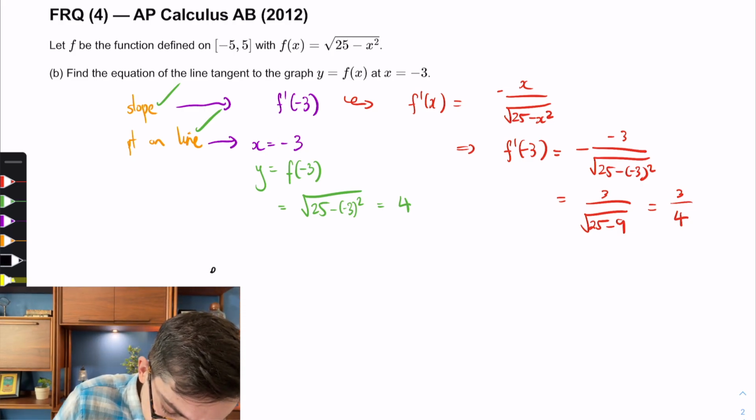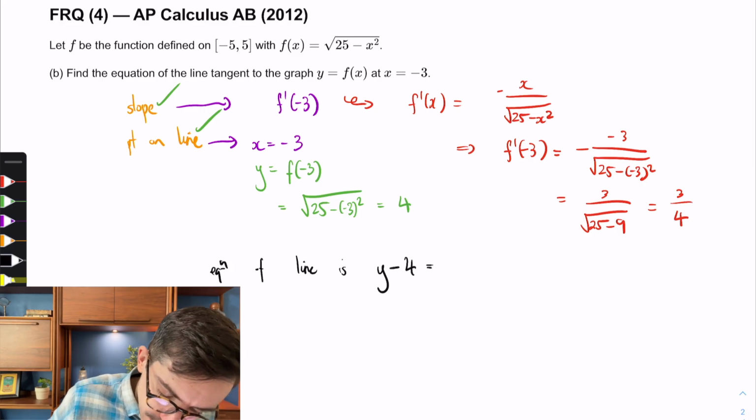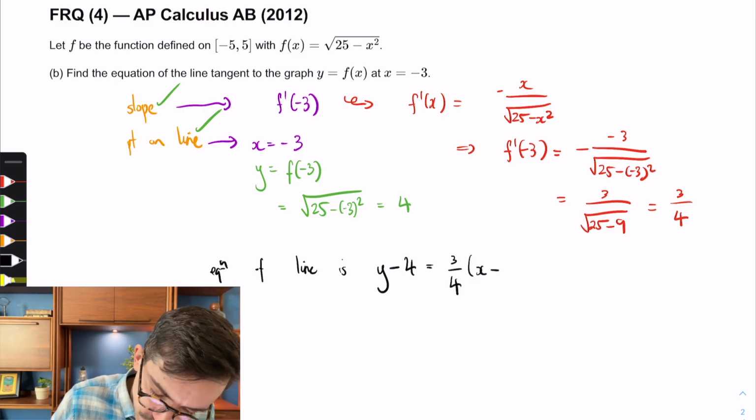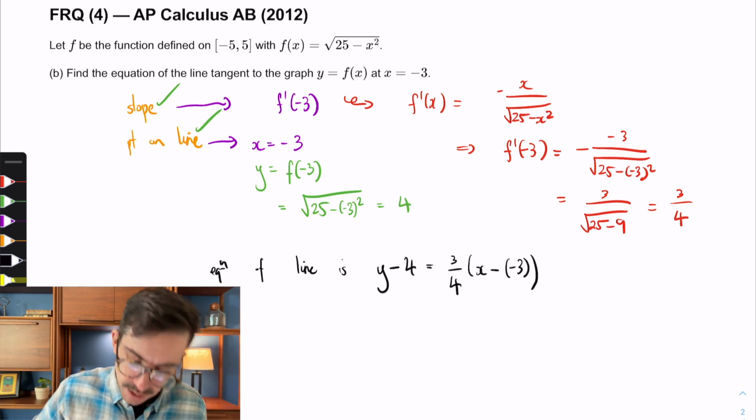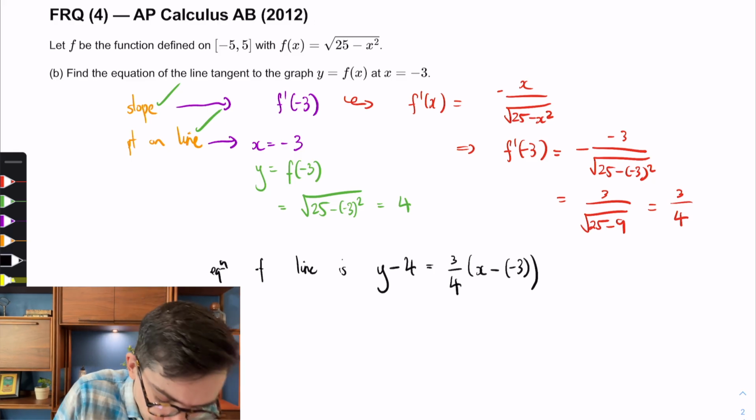So the equation of the line is y minus the y coordinate 4 times the slope. That is equal to the slope, which was 3/4, times x subtract the x coordinate, negative 3. I could tidy this up. I could put it into slope-intercept form, but I don't need to. This is perfectly acceptable from the AP's point of view.